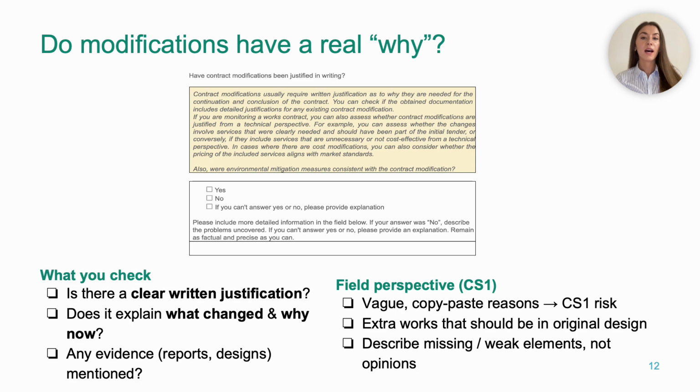Others use modifications to add works that clearly should have been in the original design, for instance basic drainage in a street project. When justifications look weak, generic or missing, you tick no or can't answer and summarise the gap in a few words. This could be, modification adds new parking lot, no explanation of why not included in original design. Now this is core Corruption Scheme 1. International standards, including the OECD guidance, are clear that serious projects should not hide major changes behind empty phrases. Your neutral notes here help to show whether the project meets that expectation clearly.